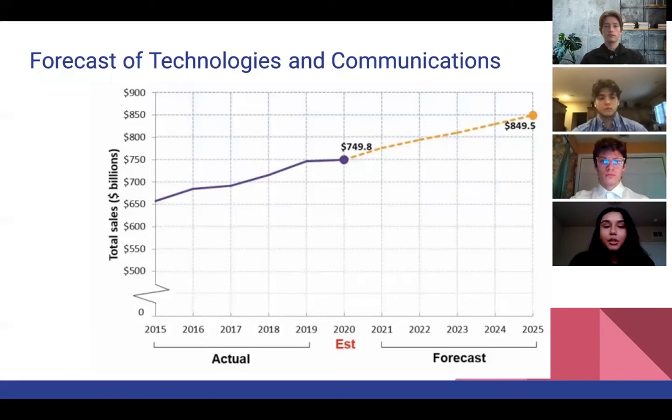This chart shows the forecast for technologies and services as it is established for 2020. There will be a steady increase for the forecast of total sales as the years go by.